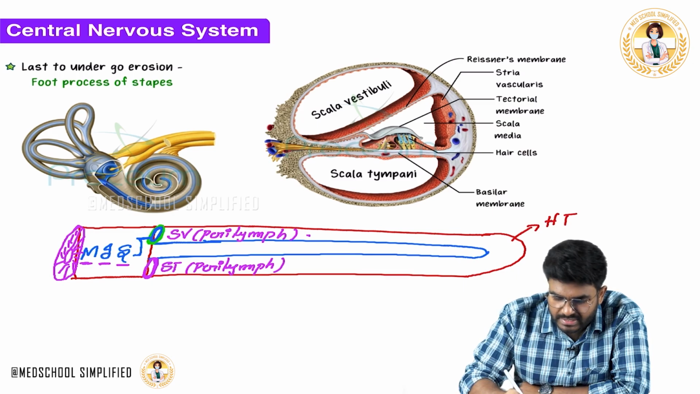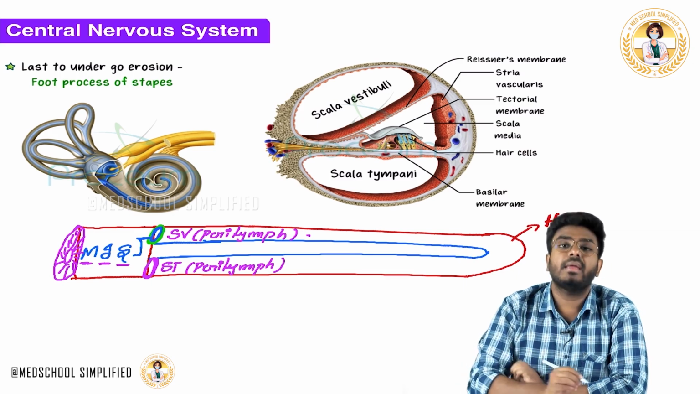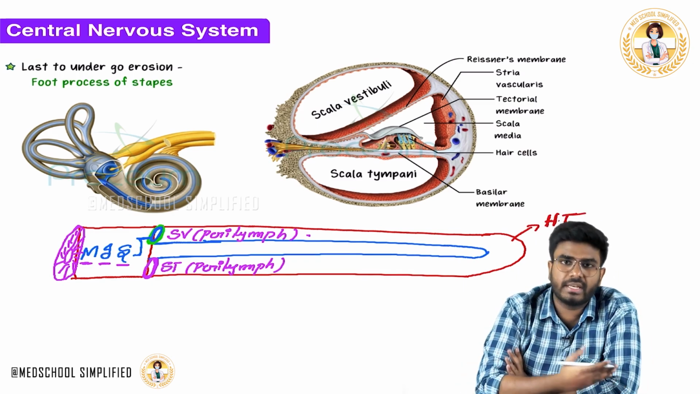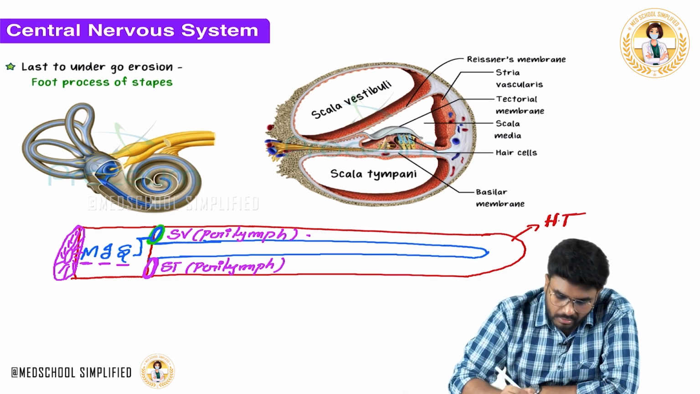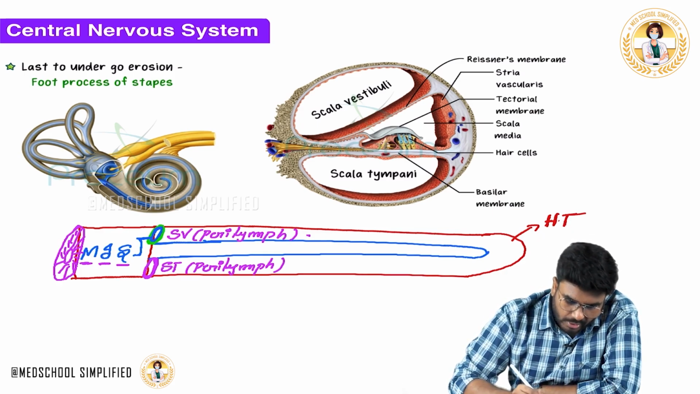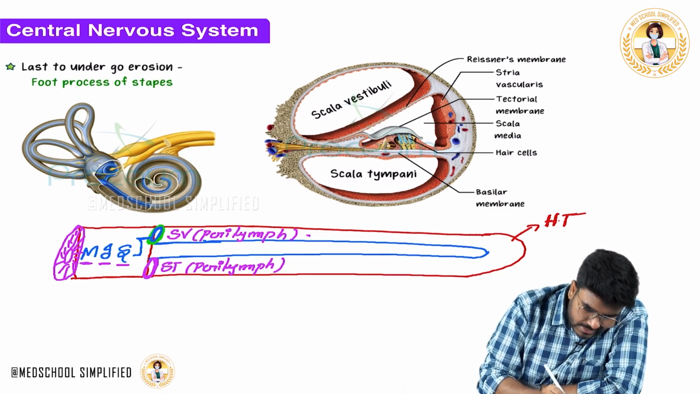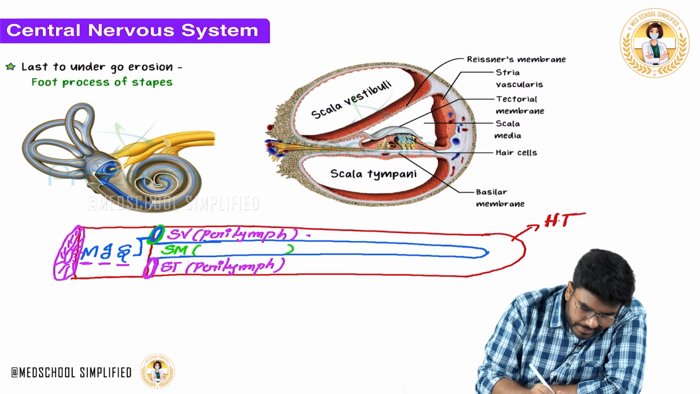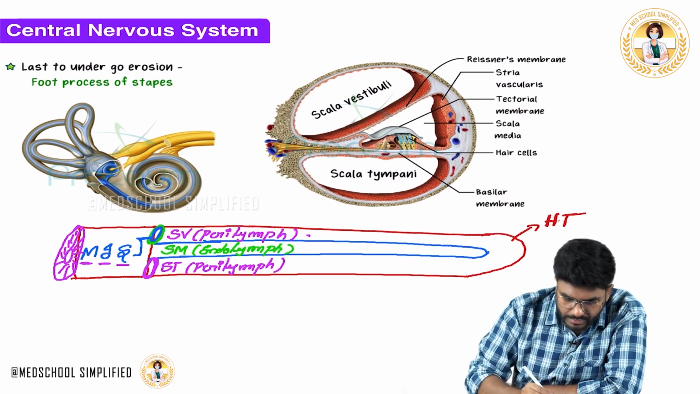I hope you can see it. It's just HT, like helicotrema. Helico, H-E-L-I-C-O, helicotrema. Now, what is the innermost chamber called? This innermost chamber is called the scala media. So what is there in the scala media? The scala media consists of endolymph.